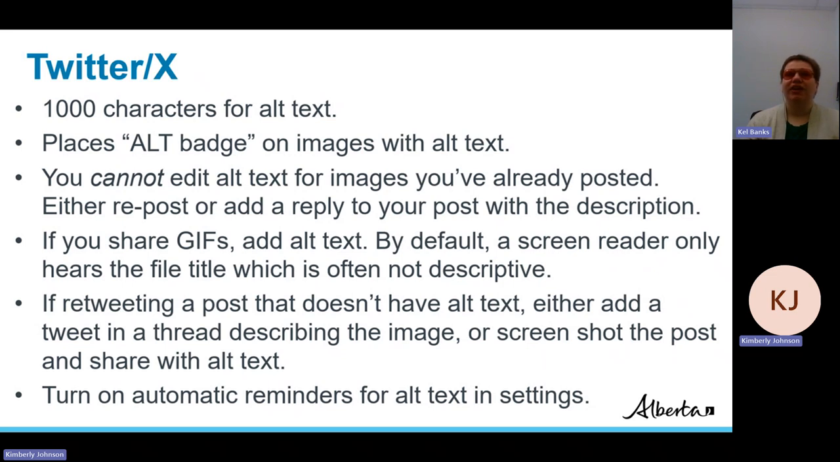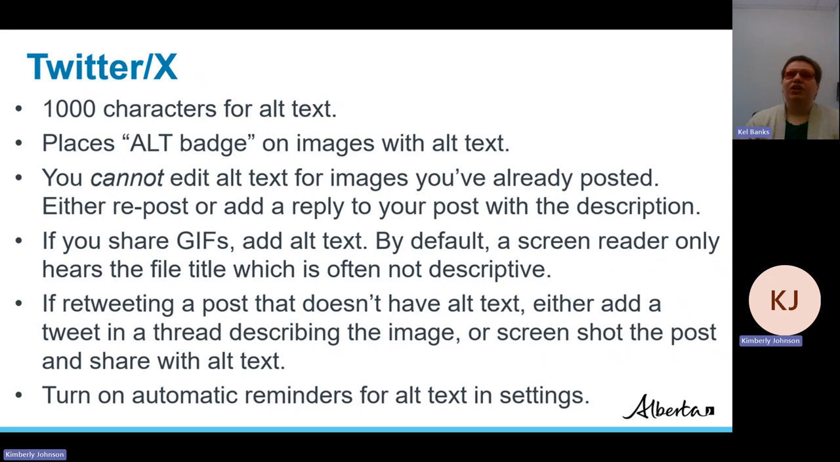You don't need to use all 1,000 characters if you don't have to. As I mentioned earlier, X places an alt badge in the corner of images that contain alt text. So you can click on that alt badge and then you can visually see the alt text of the image. The unfortunate thing, though, is that you cannot edit the alt text once a post has already been shared. So either repost your image with the alt text or add a reply to that post with your alt text description.